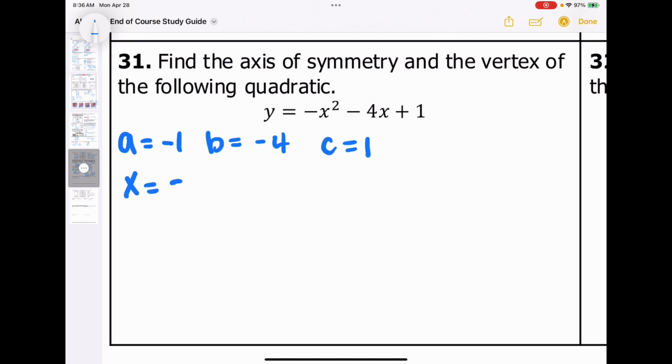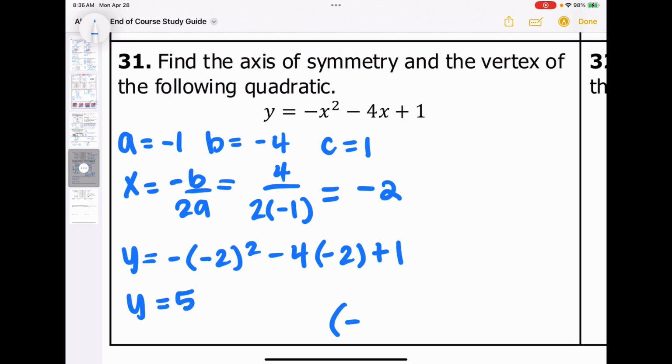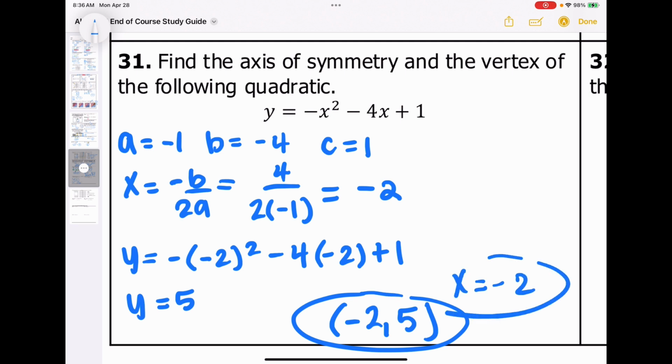Then I'm going to plug it into our formula. And that's going to give me negative 2. Then to find the rest of my vertex, I just plug negative 2 into the equation. Which is going to give me 5. So my vertex is negative 2, 5. And then my axis of symmetry is x equals negative 2.